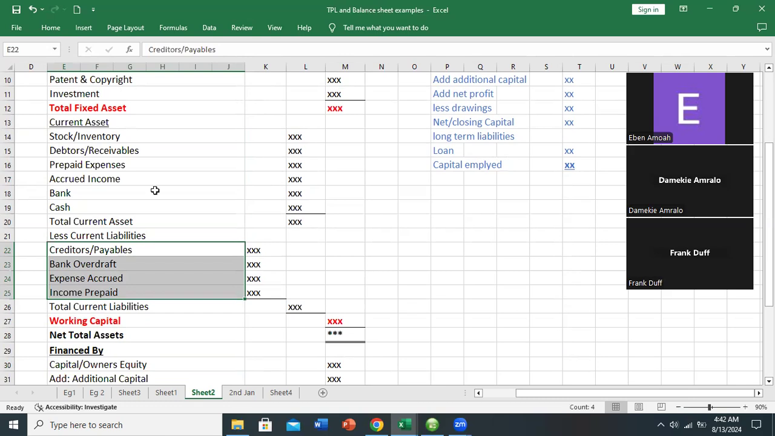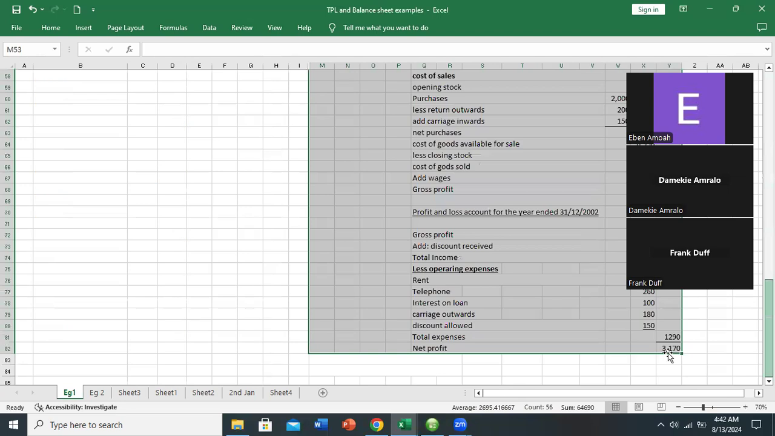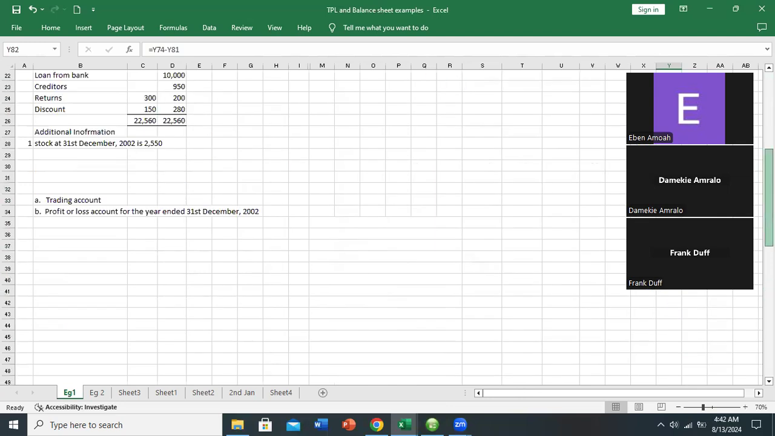Okay, so let's apply this knowledge in solving the first illustration. So you remember from last week, we prepared the trading profit and loss account for this question. And if you remember, we got 3,170 as the net profit. So today we want to prepare the balance sheet.